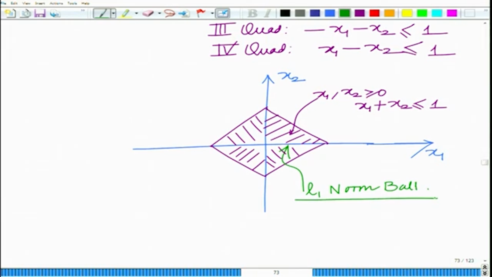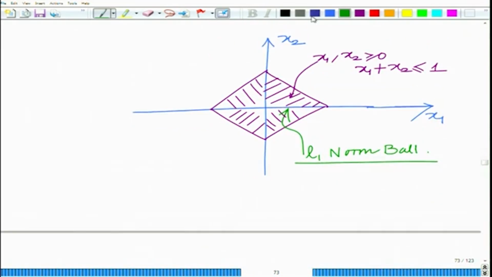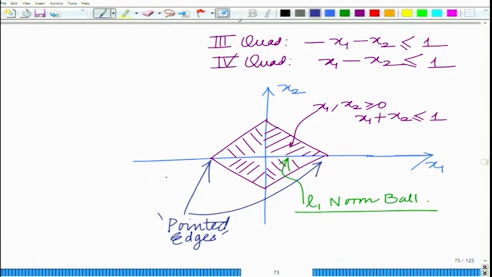It is very different from the L2 norm ball in the sense that you can see that it has pointed edges, which means it is non-differentiable. This simple observation leads to, in fact, profound implications.